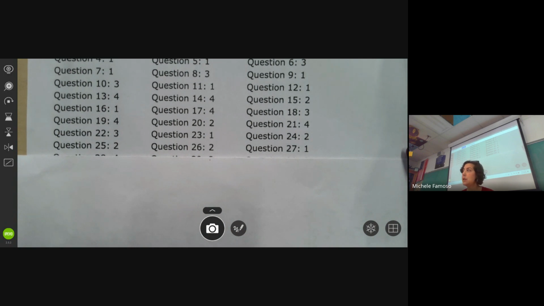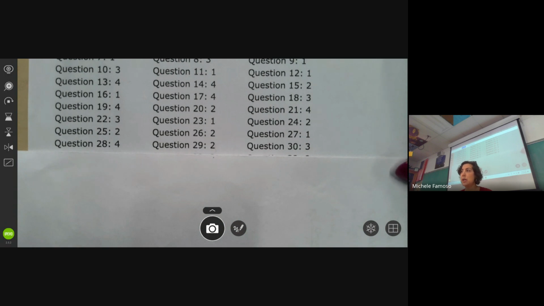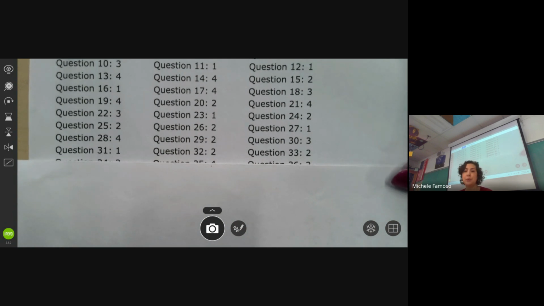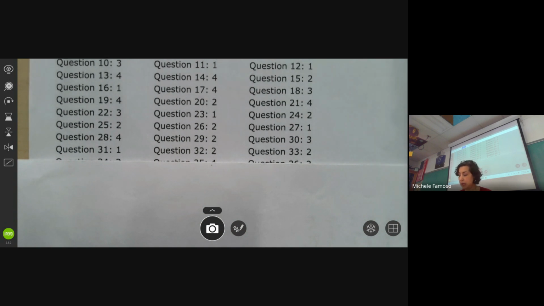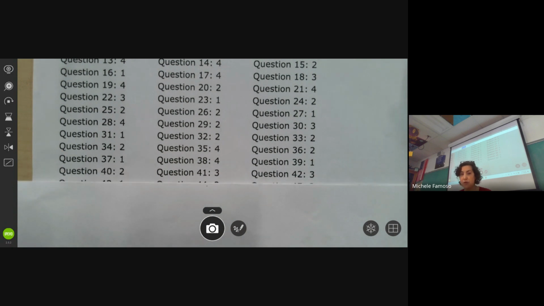26 is 2. 27 is 1. 28 is 4. 29 is 2. 30 is 3. 31 is 1. 32 is 2. 33 is 2. 34 is 2. 35 is 4. 36 is 2. 37 is 1. 38 is 4. 39 is 1. 40 is 2. 41 is 3. 42 is 3.